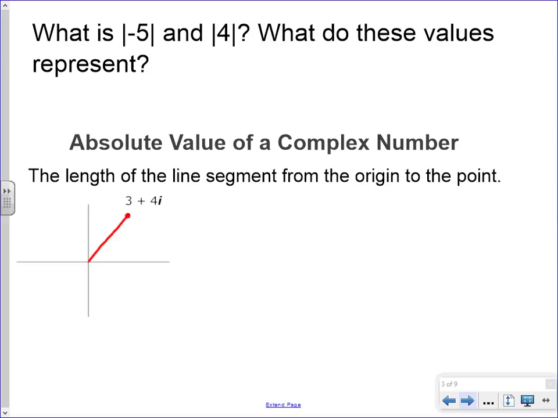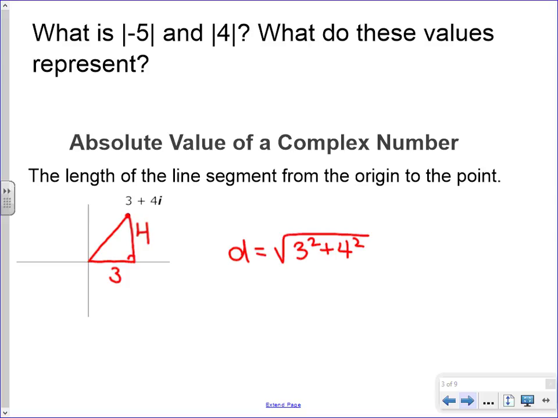To plot that point, we have to go over 3 and up 4. So we can make a right triangle. And to get that distance, we could essentially say that distance is the square root of 3 squared plus 4 squared. Do you agree?